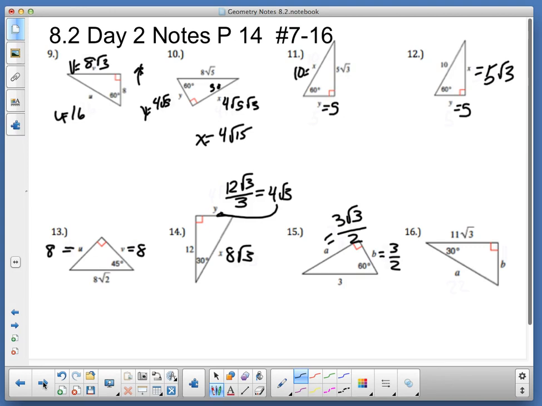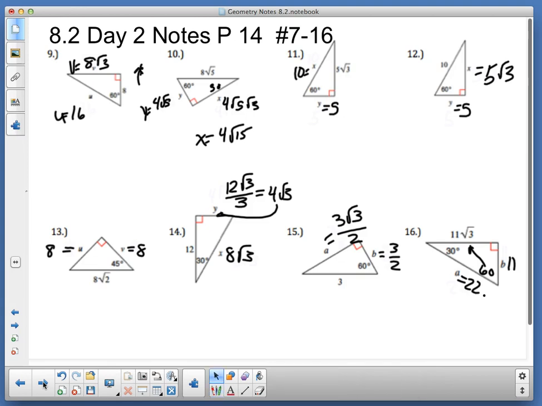My last one here in 16, I have 11 the square root of 3 on my longer leg. Notice how I'm identifying which one's which. That's opposite the 60-degree angle. Well, I just divide out that square root of 3, and that's 11, and now a is 22.